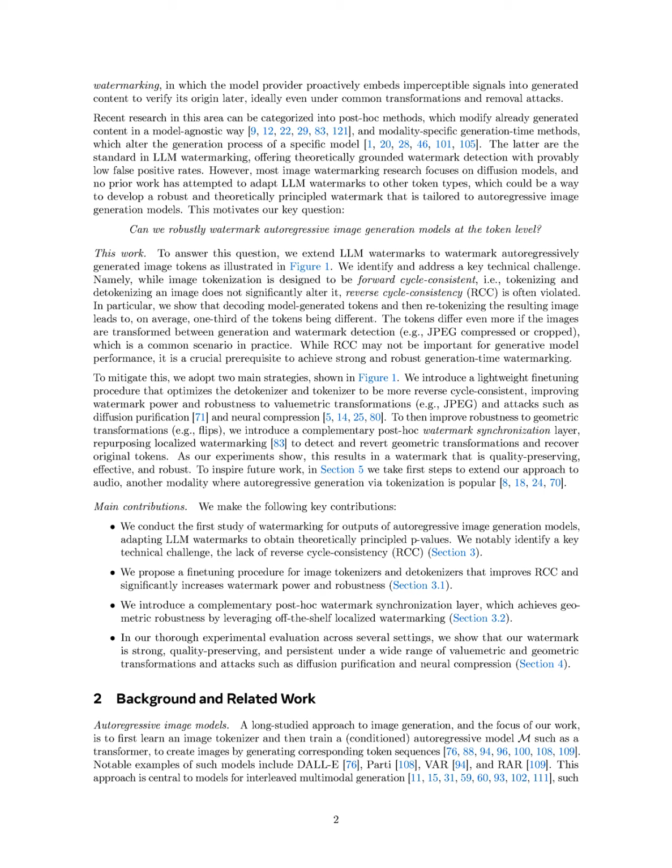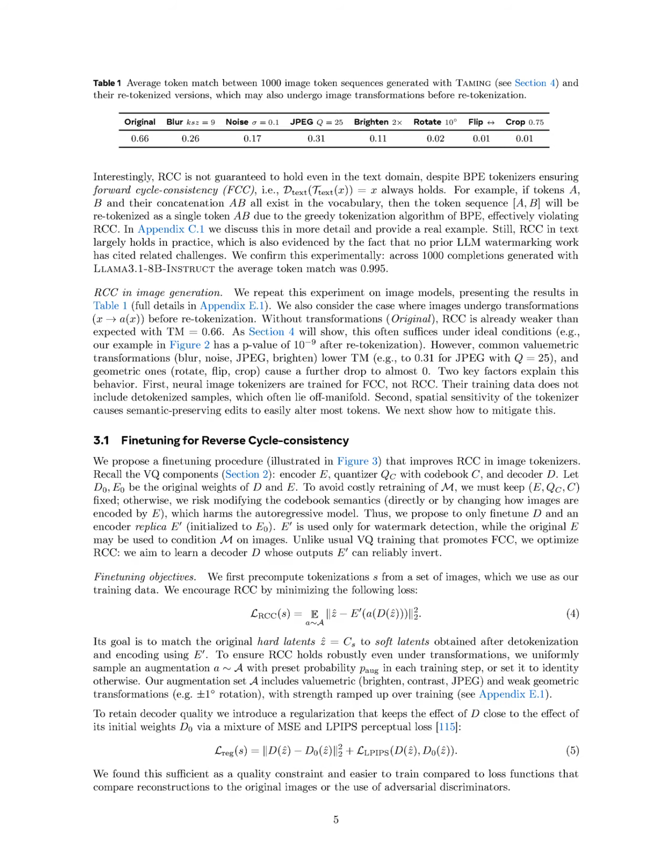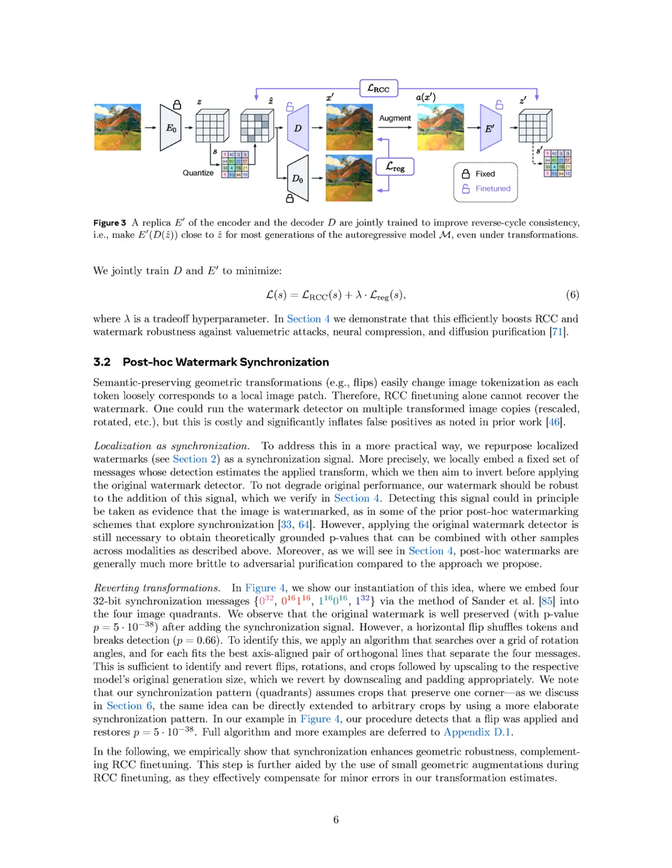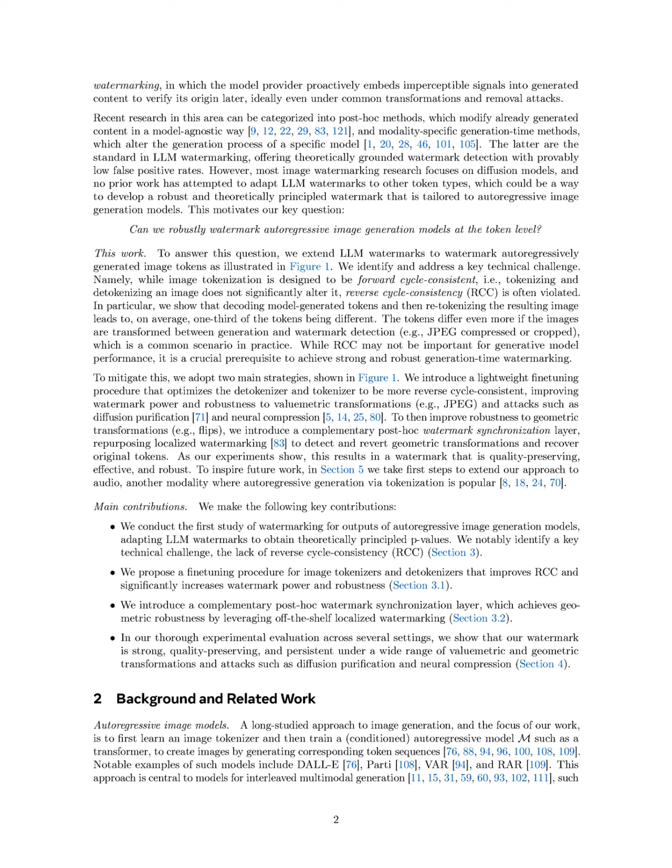Next, a watermark synchronization layer is implemented to handle geometric transformations, e.g., flips and rotations, that can disrupt token sequences. This layer embeds localized synchronization messages into the image, which helps detect and revert these transformations before applying the original watermark detector. The combination of these strategies results in a watermark that is not only strong and persistent, but also maintains the quality of the generated images, as demonstrated through thorough experimental evaluations.